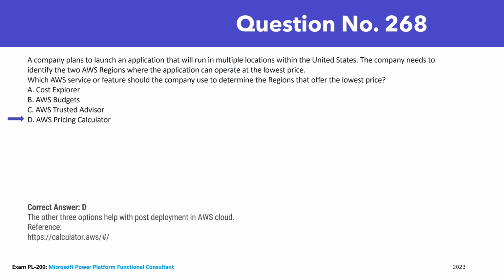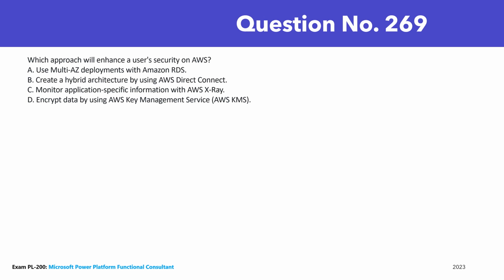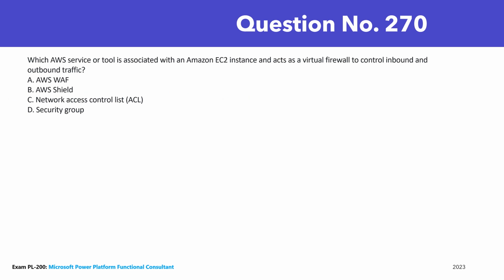Which approach will enhance a user's security on AWS? A. Use multi-OS deployments with Amazon RDS. B. Create a hybrid architecture by using AWS Direct Connect. C. Monitor application-specific information with AWS X-Ray. D. Encrypt data by using AWS Key Management Service, AWS KMS. Correct answer, D.